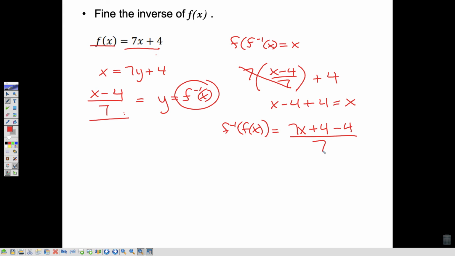Okay, so it says f inverse of f, yes? This is f inverse, and there's x. So I put this in for x. So I have 7x plus 4, which is my f of x, minus 4 over 7. So, positive 4, negative 4 is 0. And now I have 7x over 7, which is just x.